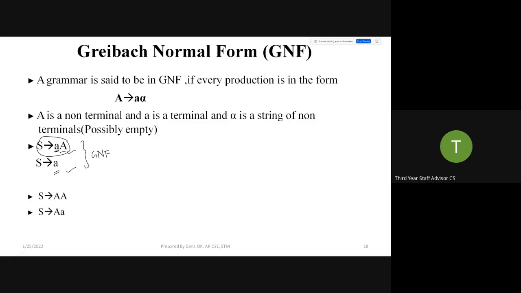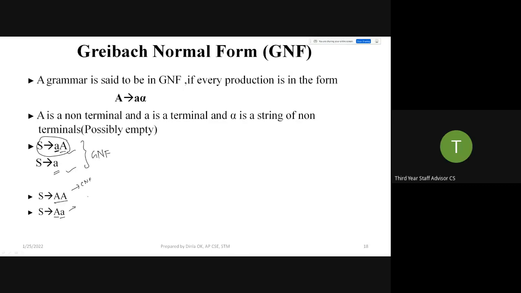Okay, so next, if you are considering another production, S implies AA, we can say that this particular grammar is in CNF because we have two non-terminals on the right-hand side. So we can say that this particular production is in CNF. But here we can say that this is not in CNF, because we have a non-terminal and a combination of a terminal symbol. So it is not allowed in CNF.